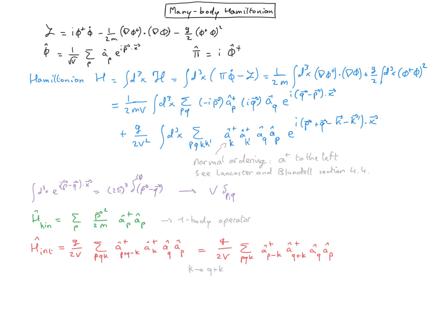The interaction term, however, is a two-body operator because it has an A dagger A dagger A A form. We see that it annihilates two particles with momenta p and q, and then it recreates two other particles with momenta p minus k and q plus k. So of course the total momentum is conserved. So what the operator does is that it counts the number of pairs of particles which have the right momenta and then makes them contribute an interaction of g over V.